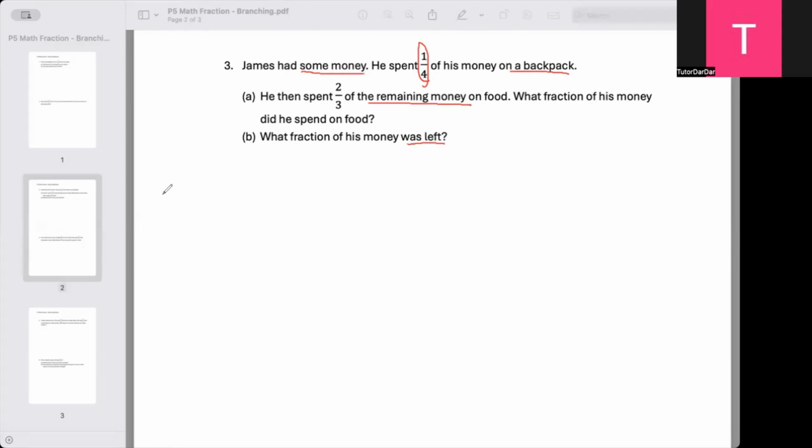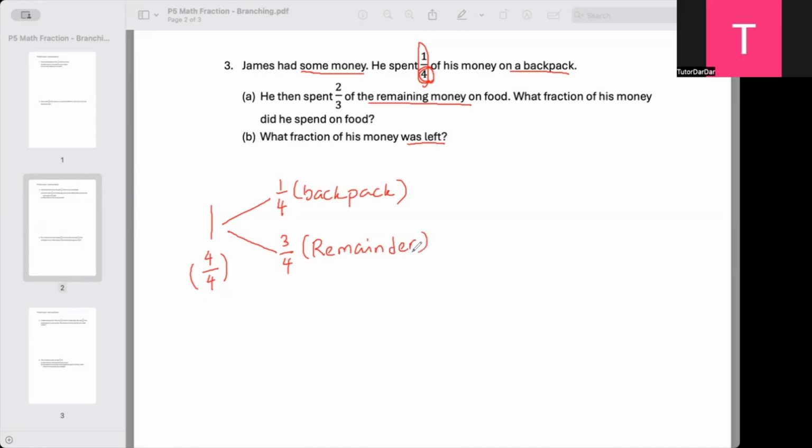So let's start. Every time, the fraction always starts with one whole. Then from here we can see 1/4. That means 4 is going to be the total that he had at first. So we will write 4/4. Okay. Then he spent 1/4 on the backpack. So 4/4 minus 1/4, we were left with 3/4. This is the remainder. When you add 1/4 plus 3/4, you are supposed to get back this 4/4.